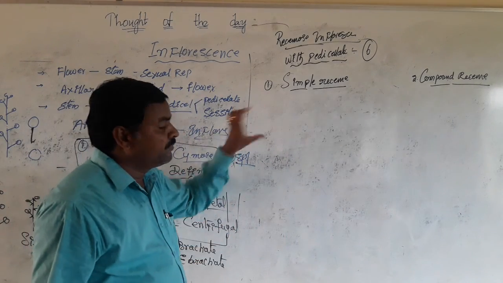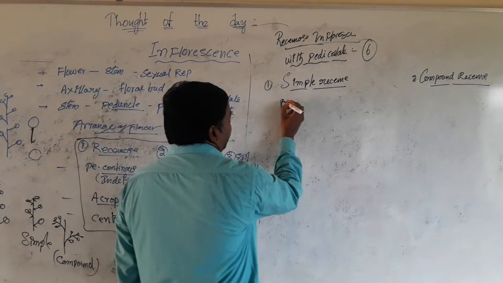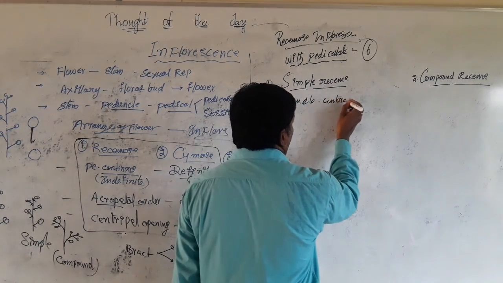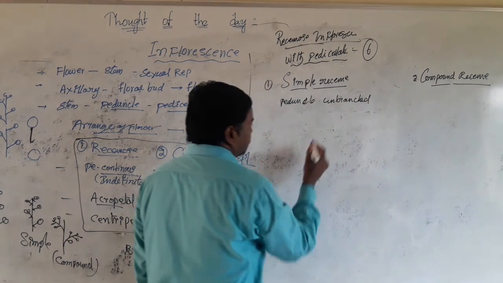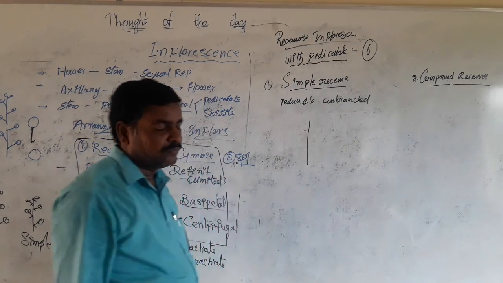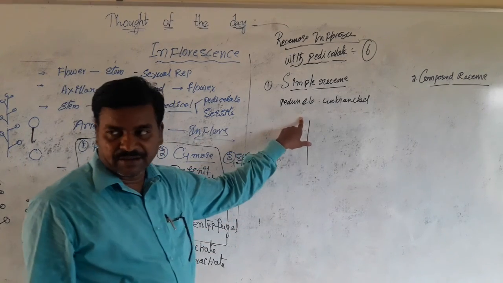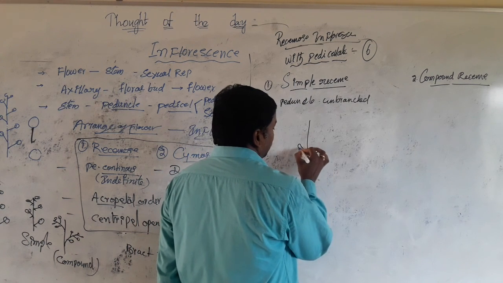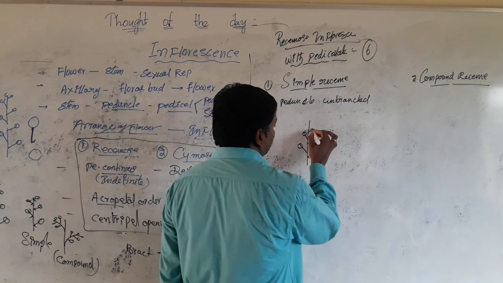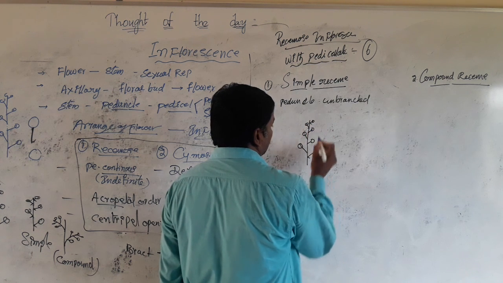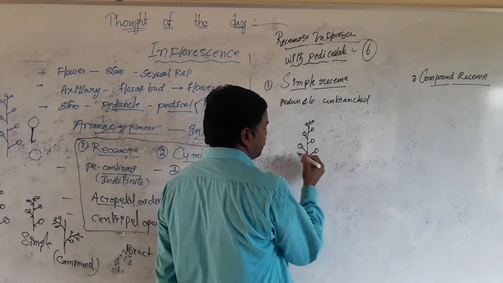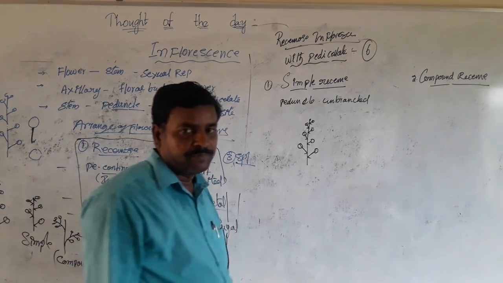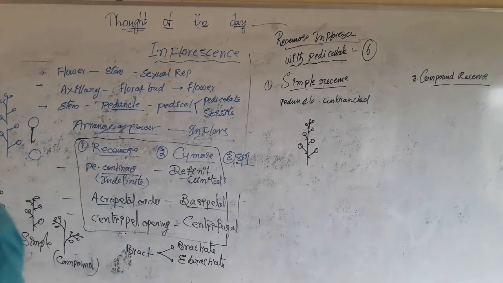This simple type of inflorescence, the peduncle is unbranched like this. This is the peduncle. Only one axis is there, the main peduncle, no branches. And it produces a number of bracteate and pedicellate flowers in acropetal order. This is a pedicel, bract. In this way, it produces a number of bracteate, pedicellate flowers in acropetal order.